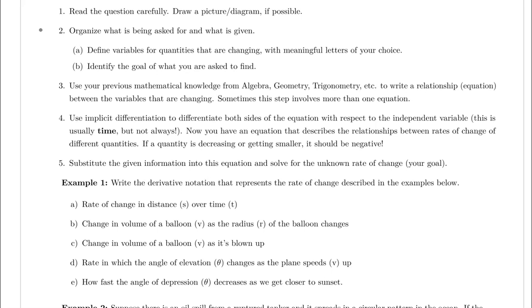4. Use implicit differentiation to differentiate both sides of the equation with respect to the independent variable. This is usually time, but not always. Now you have an equation that describes the relationships between rates of change of different quantities. If a quantity is decreasing or getting smaller, it should be negative. 5. Substitute the given information into this equation and solve for the unknown rate of change, your goal.